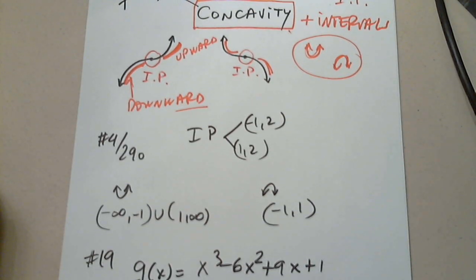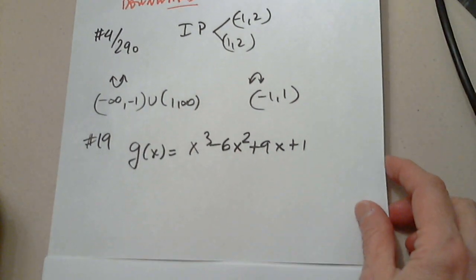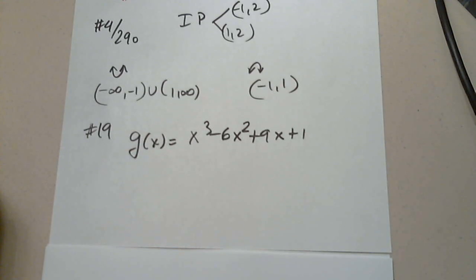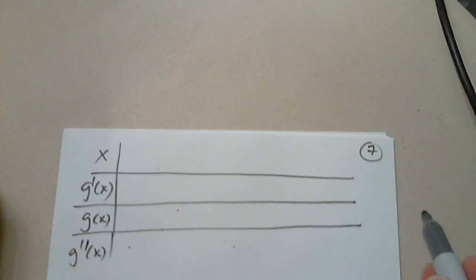I have to start my table. And the table will now have the second derivative added in. So x, g prime, g of x as we had it so far, but now we're adding at the very end the second derivative. x, g prime, g of x, second derivative.